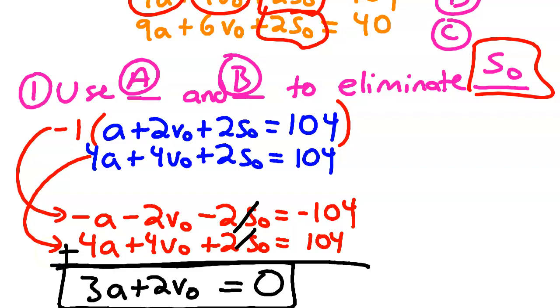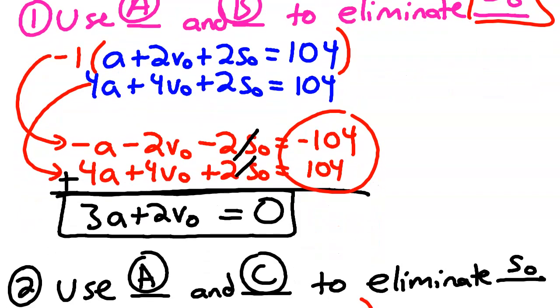I add those two equations together. The s sub 0's cancel out. A little bit weirdly, the 104's also cancel out, so I get 0 on the right-hand side, but that doesn't really mean anything in particular. My variables are still there, so it doesn't mean no solution. It doesn't mean infinitely many solutions. It just means you get 0 on the right-hand side. All right, that's step 1.